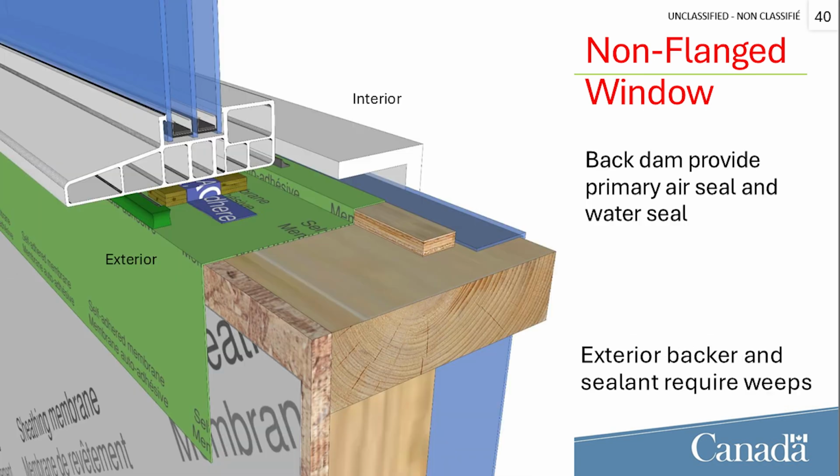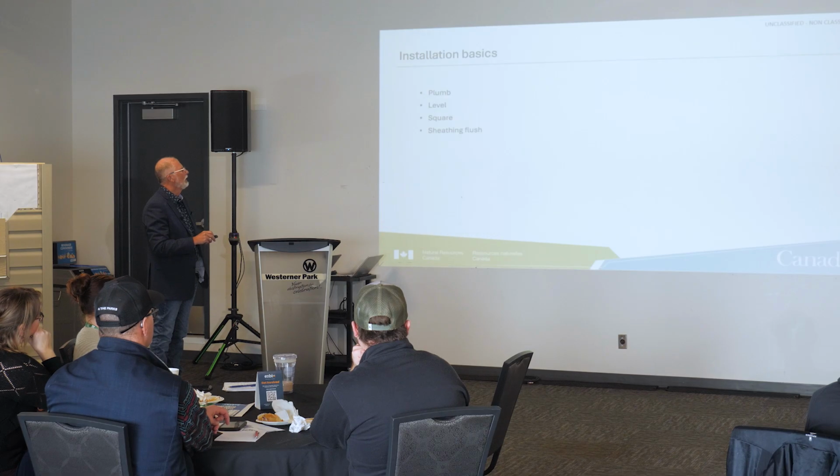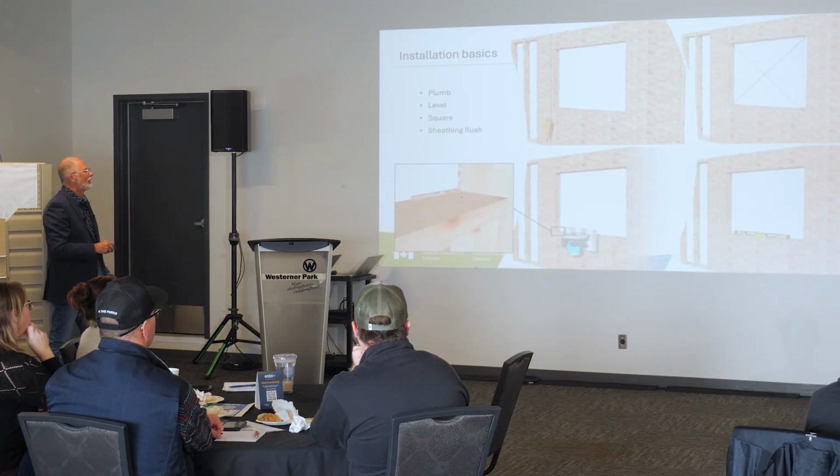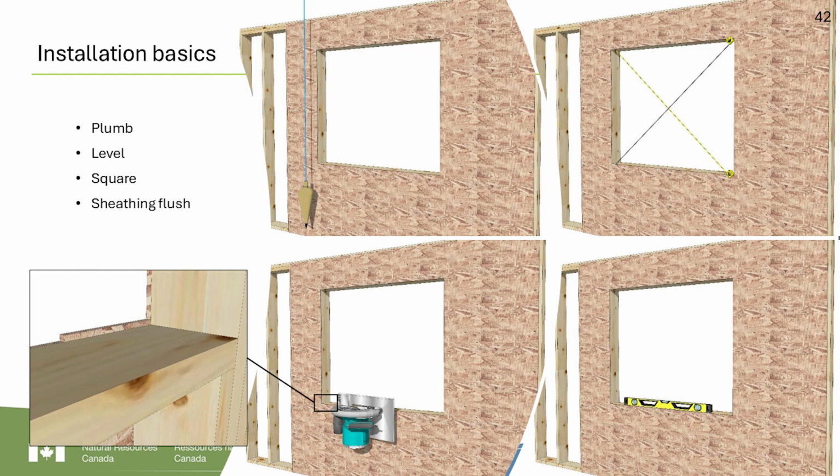Non-flanged windows. We're not going to talk about non-flanged windows, so let's just skip past this. Installation basics. All right, so we'll just do a quick installation basics. Make sure that you don't have any material sticking up in the bottom of the window here. Make sure it's flush. Make sure it's level, square, and plumb. Those are pretty straightforward things that you need to do.